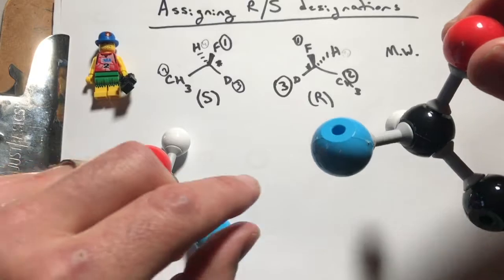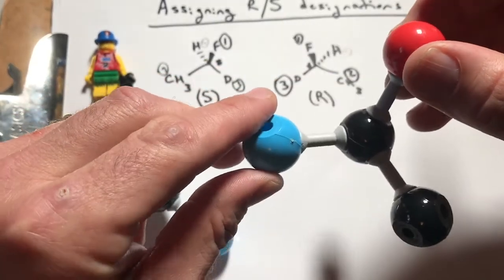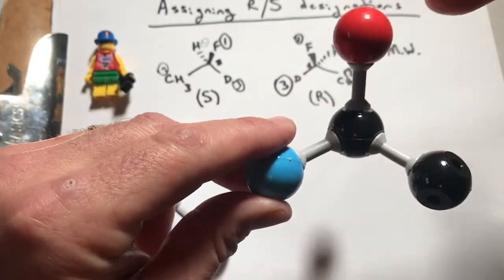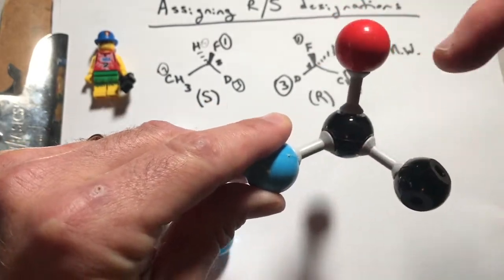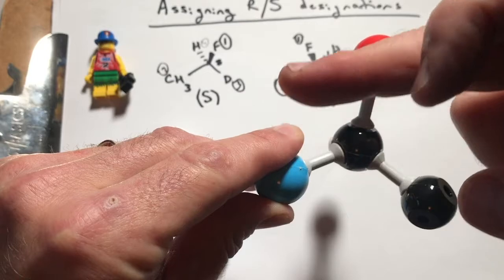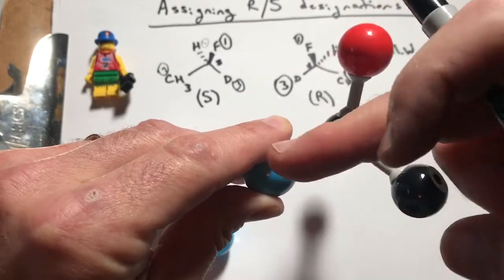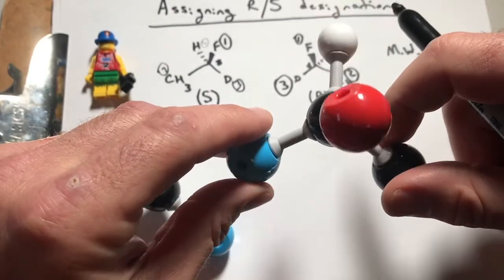And when we hold this up, then we position it properly. Hydrogen's behind, fluorine's coming out at us. We've got a 1, 2, 3, and in fact that is clockwise, right? Which is rectus, or R. And this is something we're going to do for every single asymmetric carbon.